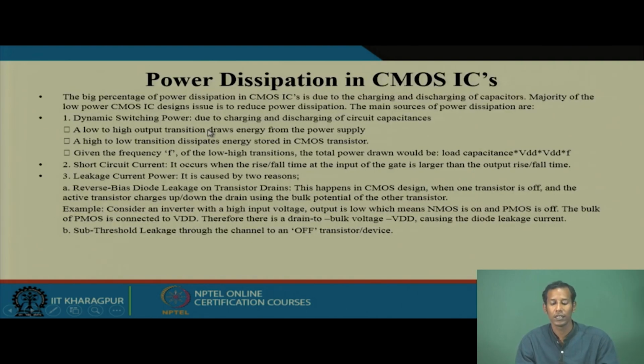In CMOS IC design, we have different sources of power dissipation. You will have dynamic switching power consumption, short circuit current power consumption, and leakage current power consumption. So, all these are there. If you are working on low power digital VLSI design, you have to consider your design aspects in such a way that the power consumption in all these aspects should be in the lower domain. Okay.